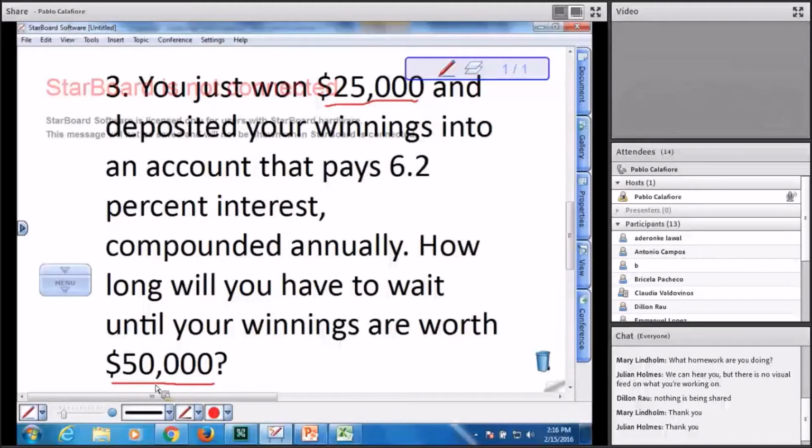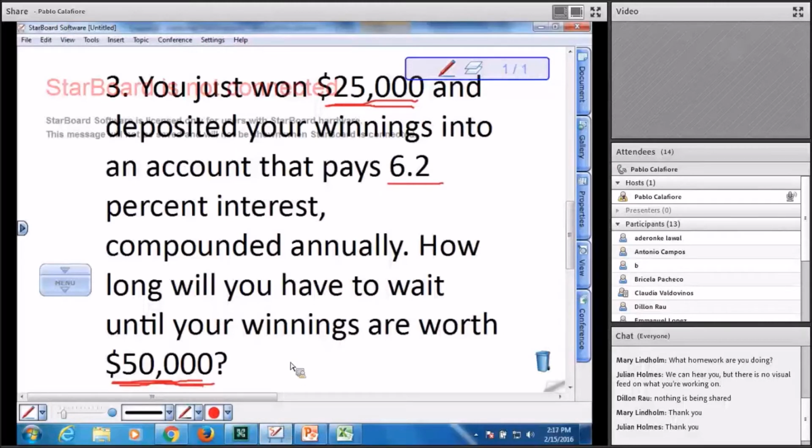My future value is 50. Time, N, how long? So we're looking for time. The unknown is time. We know the interest rate, the present value, and the future value, but we don't know the time. And also, what type of cash flow is this one?